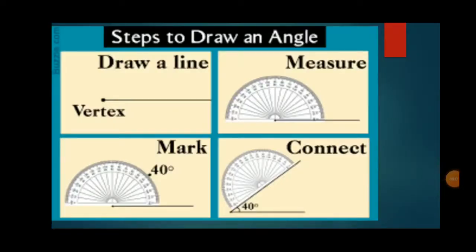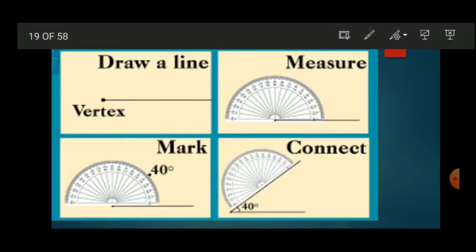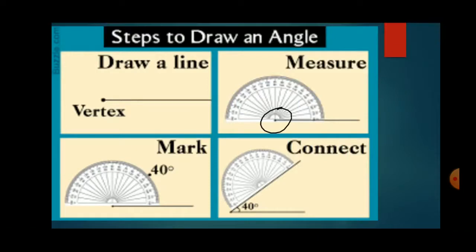Now we shall learn how to draw an angle. The first step is to draw a line. The second step is to place the baseline of the protractor on the arm of the angle to be measured. The point at the center of the protractor should be on the vertex of the angle to be measured. After that, mark the position of the angle on the notebook using the pencil and connect the 2 points using a ruler. So we will get our angle.